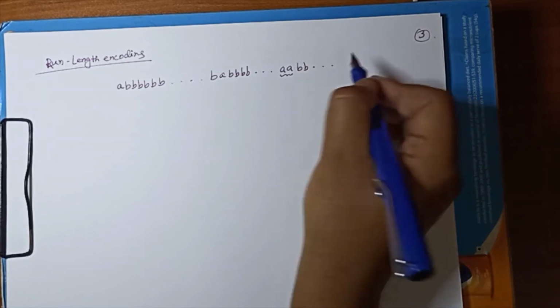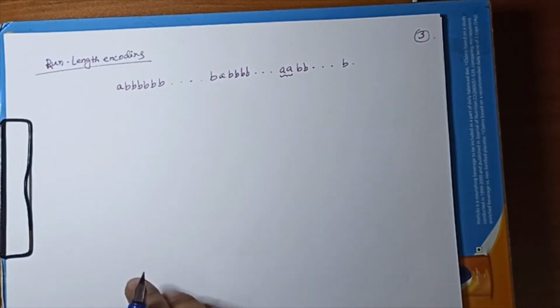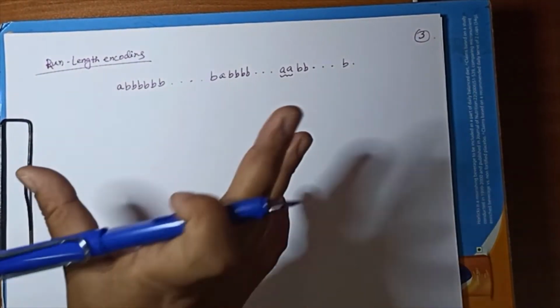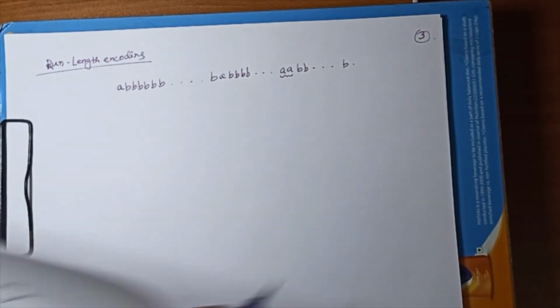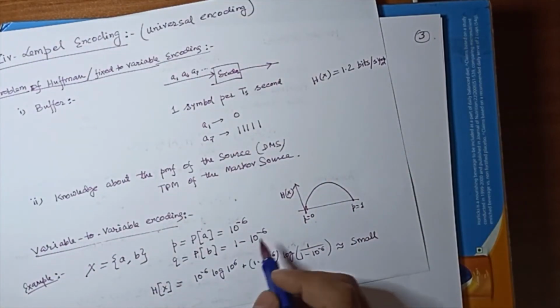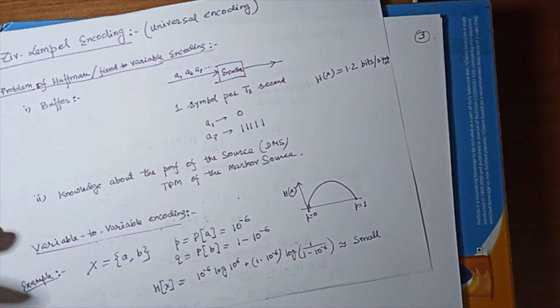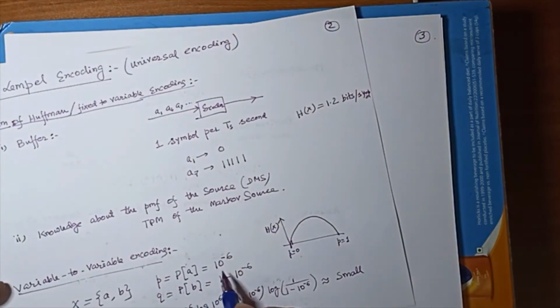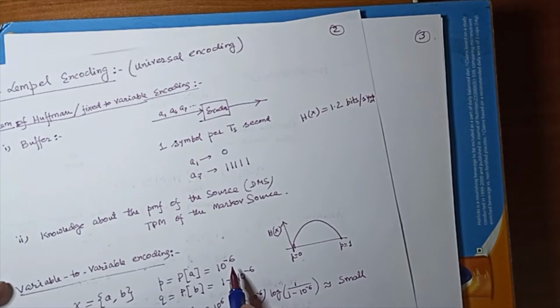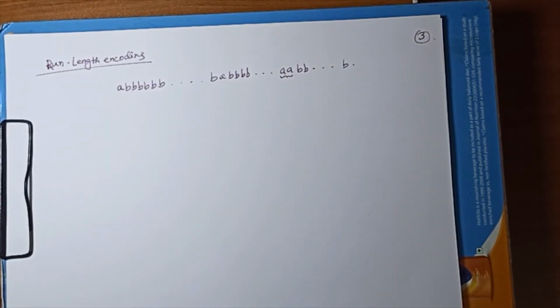But these B's are occurring in a very long sequence. You can see the probability is, say, 1 minus 10 to the power minus 6, so it is close to 1. And A is happening, say, once in every million occurrences. Okay. So what will I do?